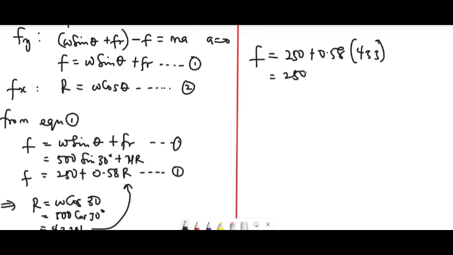Equals 250 plus 433.58, right? If that is the case, we'll end up having 683.58, right? That is the force required to bring the object off the plane.